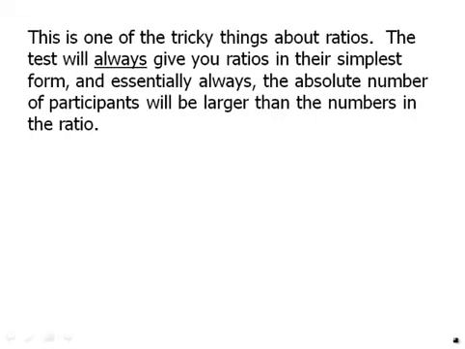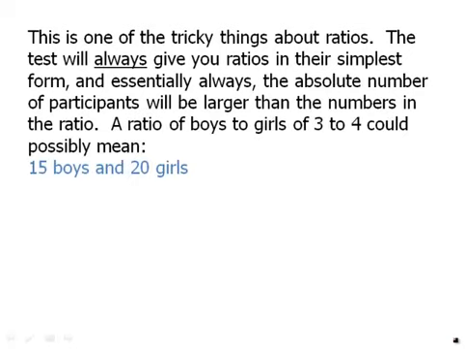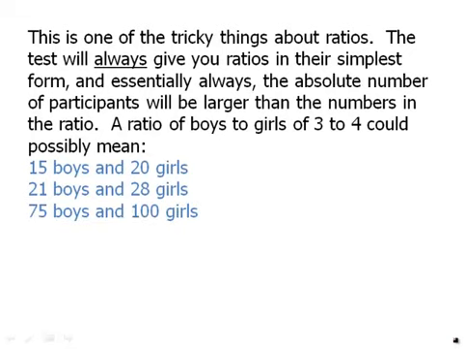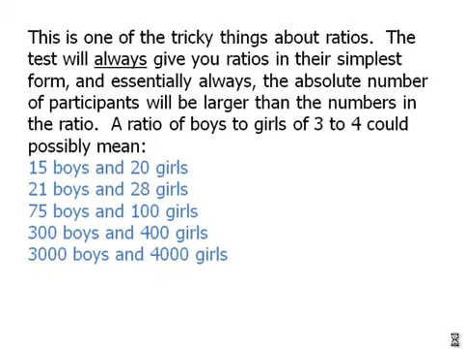This is one of the tricky things about ratios. The test will always give you ratios in their simplest form, and essentially always the absolute number of participants will be larger than the numbers in the ratio. So for example, a ratio of boys to girls of 3 to 4 could possibly mean that we have 15 boys and 20 girls, or 21 boys and 28 girls, or 75 boys and 100 girls, or 300 boys and 400 girls, or 3,000 boys and 4,000 girls. In other words, we have no idea simply from the ratio what the absolute size of the group could be. The absolute size of the group could be anything.